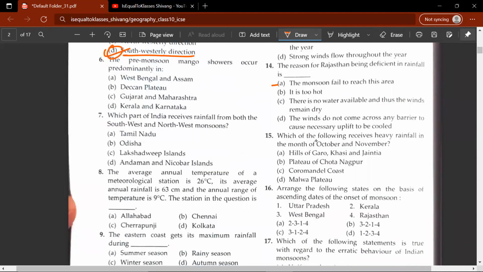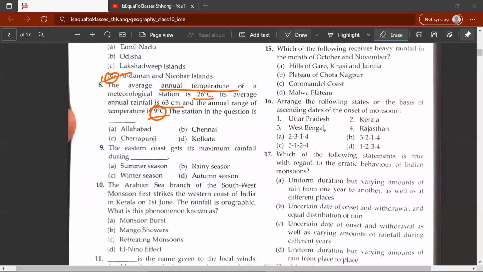The sixth question. The pre-monsoon mango showers occur predominantly in, the correct answer would be A, West Bengal and Assam. Which part of India receives rainfall from both southwest and northwest monsoons? So the correct answer would be D, Andaman and Nicobar. Okay, so let's move on.